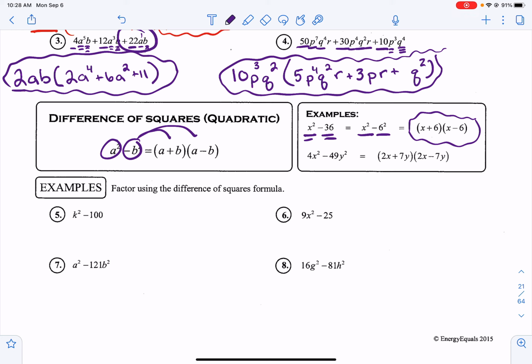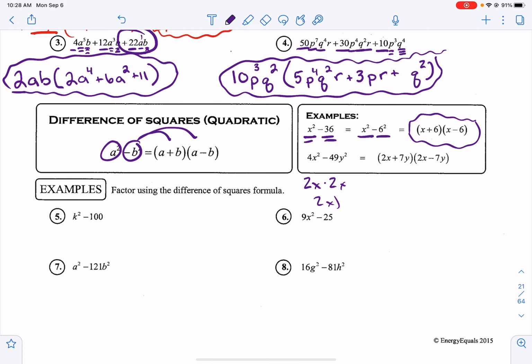This second example, 4x squared, that's just 2x times 2x, which is 2x squared, right? Minus 7y squared, just 49y squared, is 7 times 7 and y times y. So that's 7y squared. So my factored form looks like this, 2x plus 7y and 2x minus 7y. If you can recognize these, it will save you a lot of algebra and time on difficult problems as the year goes on.